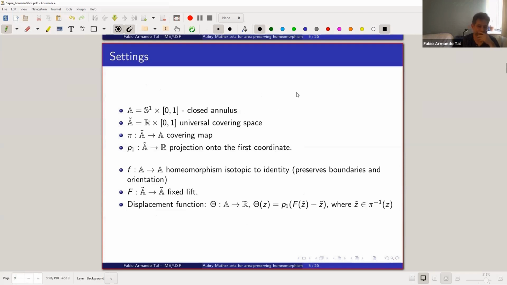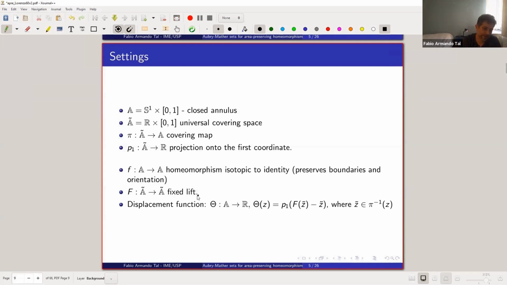Usually I'm going to have a homeomorphism of A which is isotopic to the identity. In this case, that just means that it preserves the boundary components. You fix the boundaries and you preserve orientation, and this will usually be lifted. It can be lifted in more than one way, but they just differ by a single integer, a single displacement on the result.